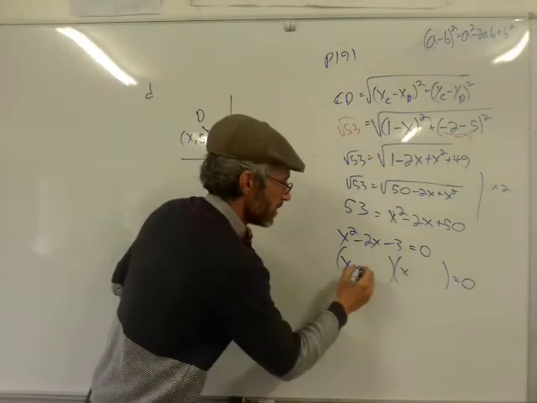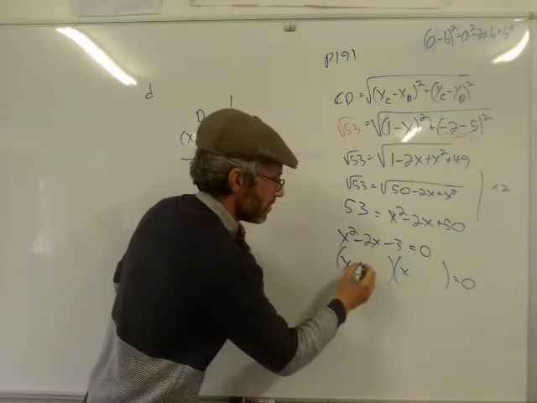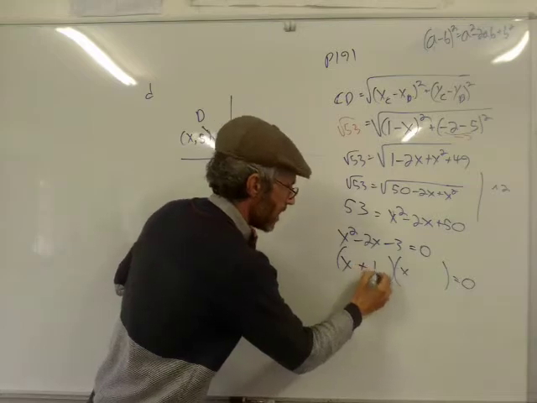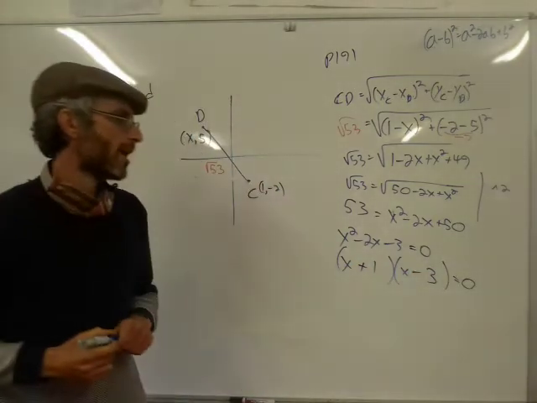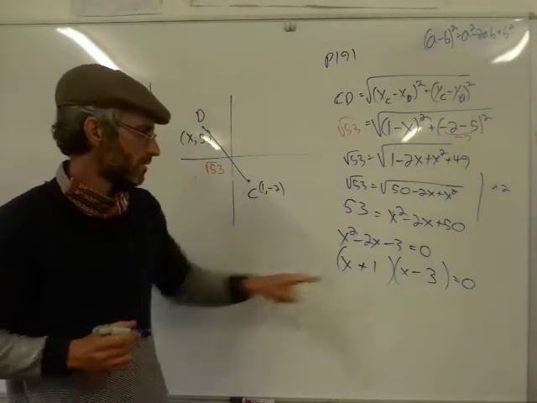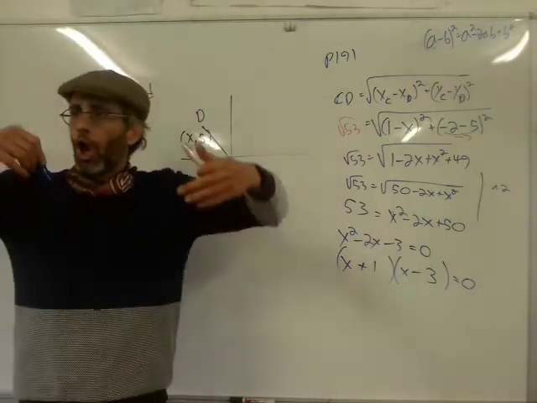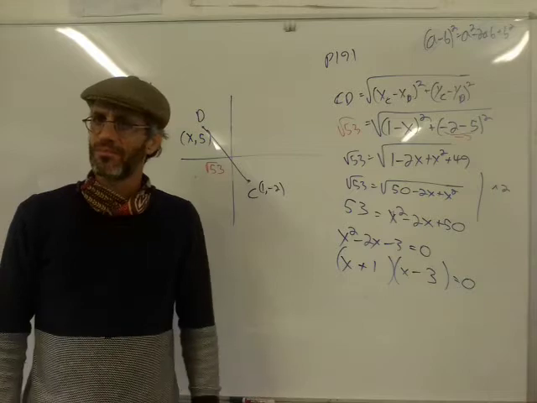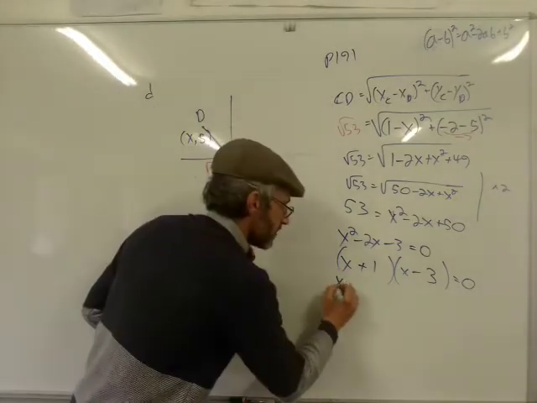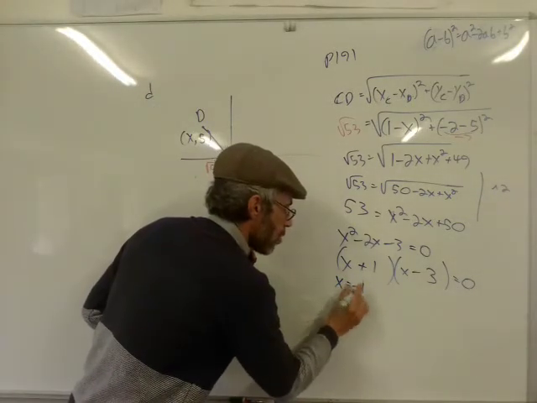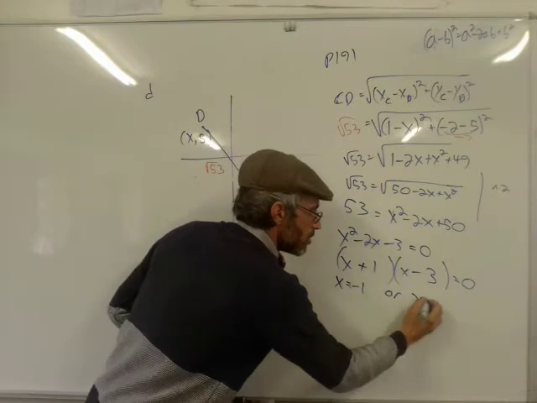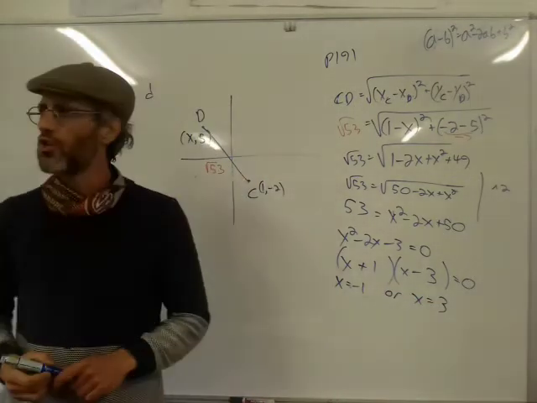Plus, how much? Plus 1 minus 3, you're right. Plus 1 minus 3. Okay? So we multiply to minus 3, we add to get minus 2. What does that mean? X can be equal to minus 1 or x equal 3. I'm getting two solutions.